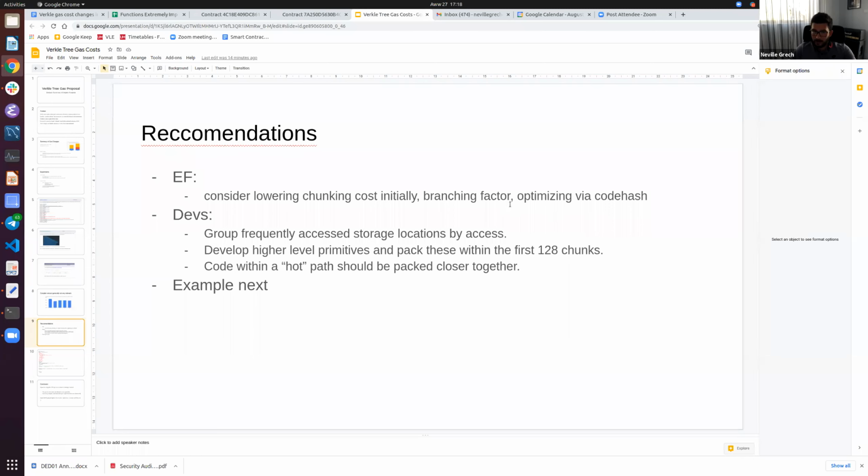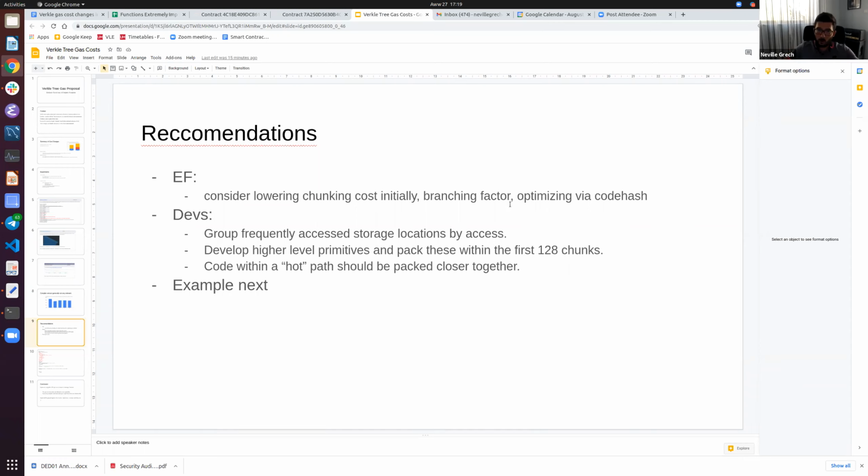Then the compiler developers might be able to develop higher level primitives, like for instance, safe add, and then pack these into the first 128 chunks of a smart contract and reuse them every time. Because you don't pay a price for jumping and then jumping back. It's like 10 units of gas, and 10 units of gas to come back. But accessing a new chunk, that's 200 units of gas. So it's an order of magnitude more.